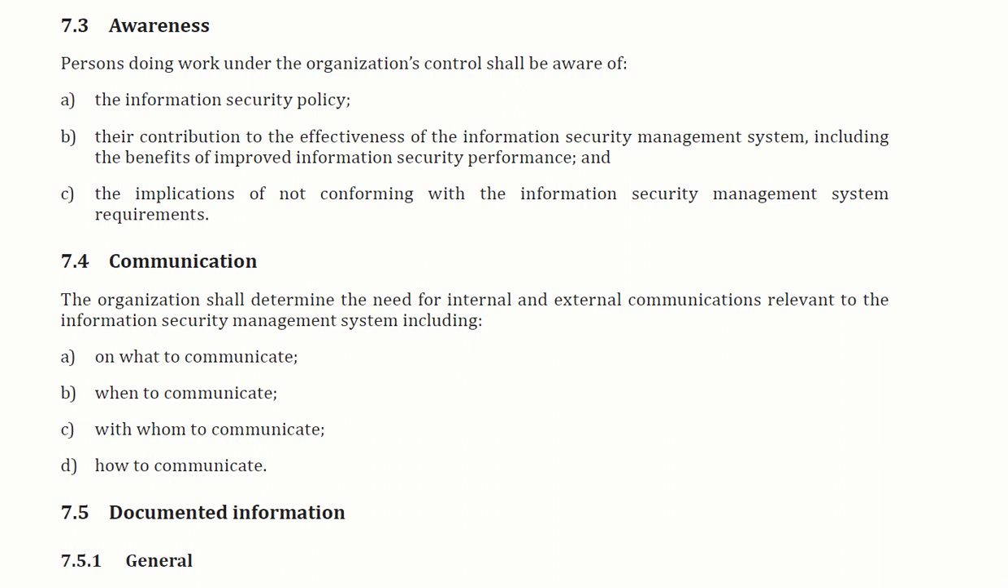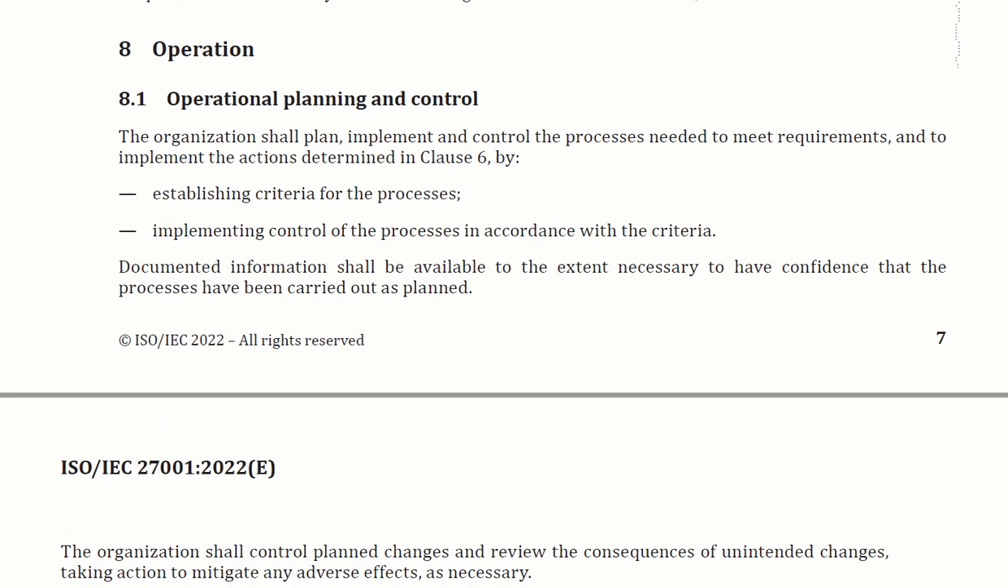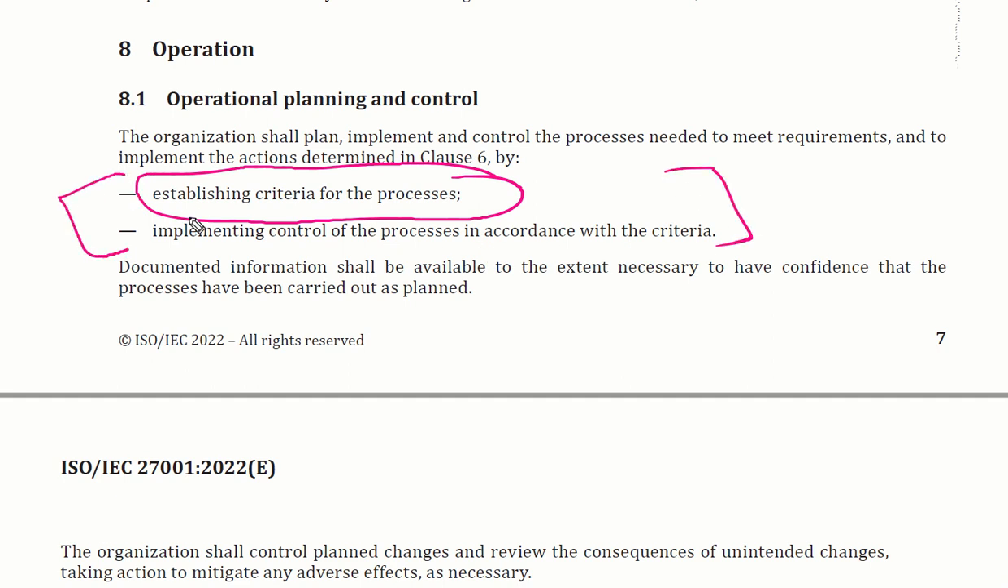Now something has also been added in clause number 8. In 8.1, operational planning and control, in this new standard, they have come up with two more requirements: establish the criteria for the process, and implement control of the process in accordance with the criteria. So this has also been added in clause number 8, which is called the operations clause.